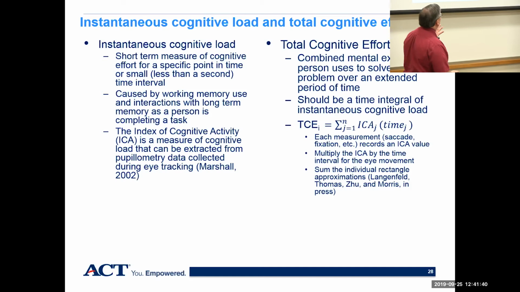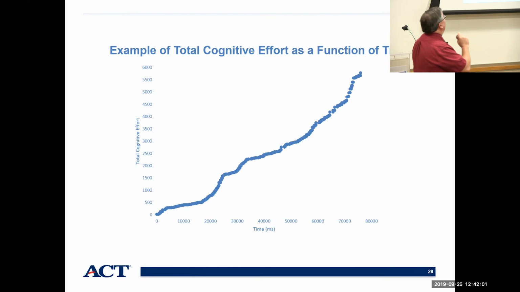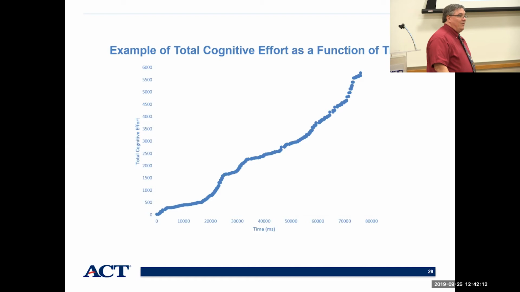And so we sum these individual measurements with a rectangular approximation, and the group that worked on this, including Ron and Tom and Carrie and I, that's in press right now. So you can read the abstract at the Journal of Educational Measurement, but that's about it. It should be out in the next couple months. And so this is an example for one item for one person of all of the individual measurements summed together. On the left-hand side is the total cognitive effort, and the x-axis is the time that person spent on that particular item. A couple things to be aware of.